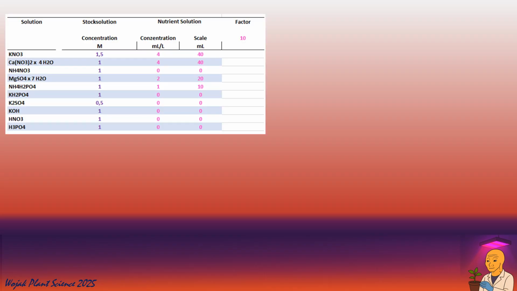So imagine you have some solutions like this: potassium nitrate, this is calcium nitrate. And by the way, these times 4H2O means that in the actual salt there are water molecules. The same goes with magnesium sulfate. You have even a lot of water molecules in this.